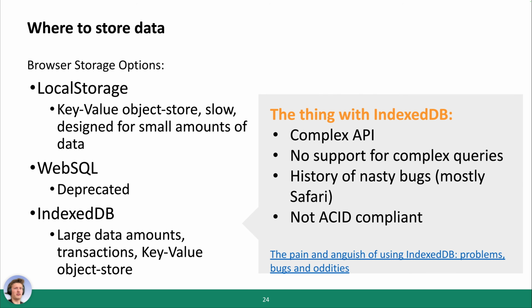It has a rather complex API, so it's not just SQL. There are libraries on top of it which make it easier, but still no support for complex queries, so no analytical functions, etc. It has a history of nasty bugs, and also it's not ACID compliant, which is bad. You want to be sure that the data never gets corrupted. In a world where the next thing I show you wouldn't exist, I think I would go with just IndexedDB and it would be somewhat fine.